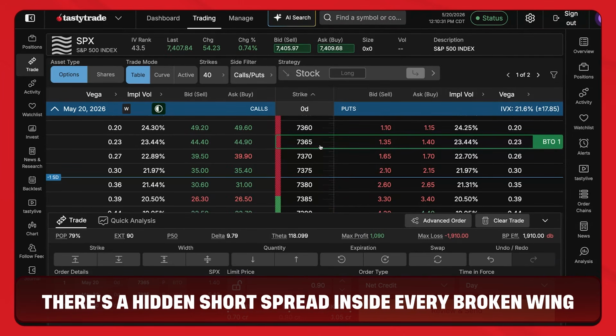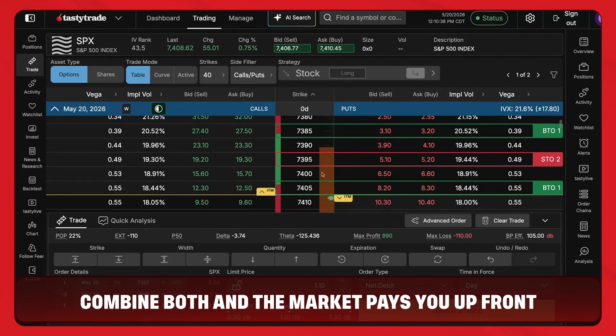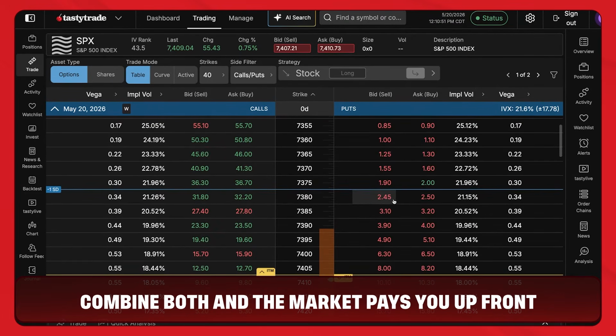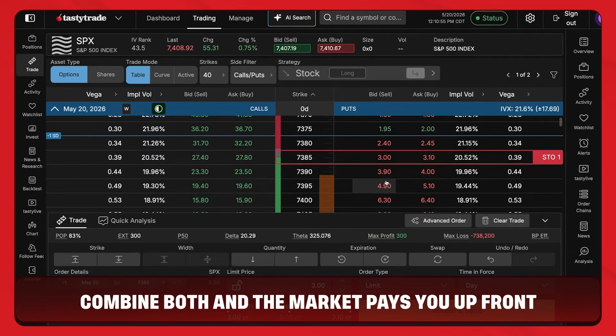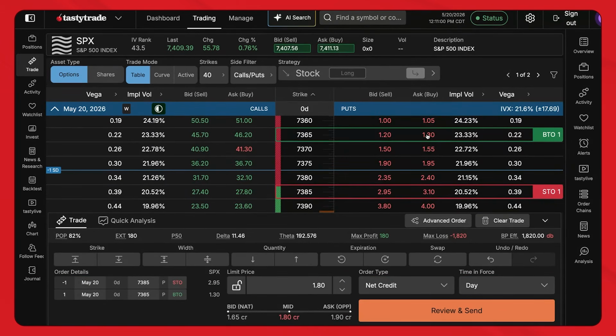Let's do this little experiment. Let's go back up and do the 74.05, 73.95, 73.85 butterfly. Remember, it's $1.20. I'm going to clear this out. Okay, let's clear this trade. And now I'm going to go in and do the 73.85 and buy the 73.65. $1.80 credit.